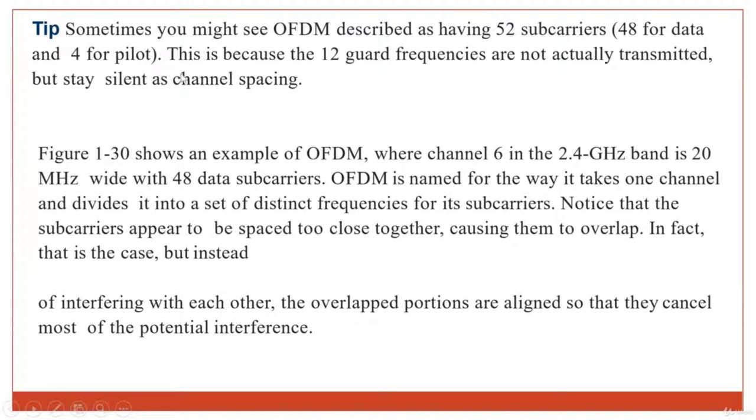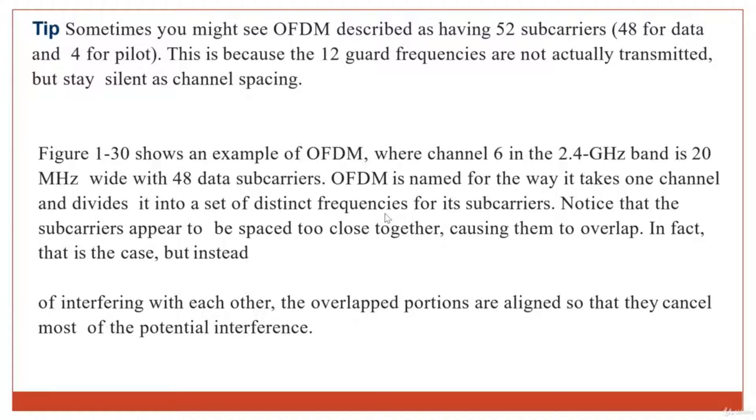Great. Now sometimes you might see OFDM, and again these are theoretical things, having 52 subcarriers: 48 for data and 4 for pilot. This is because the 12 guard frequencies are not actually transmitted, but are silent in the channel spacing. So that's why we have the modulation for each data into 52 times. So you have 52 subcarriers.